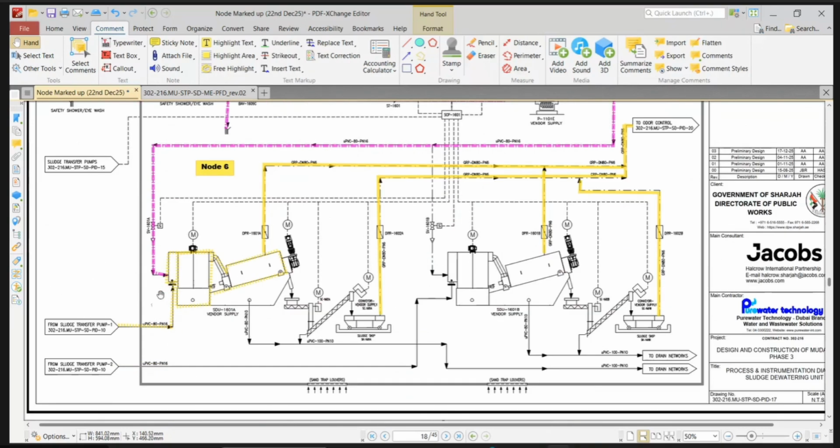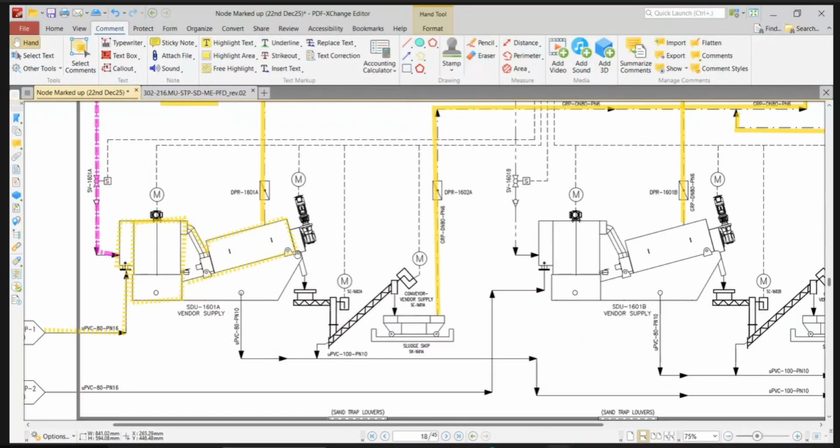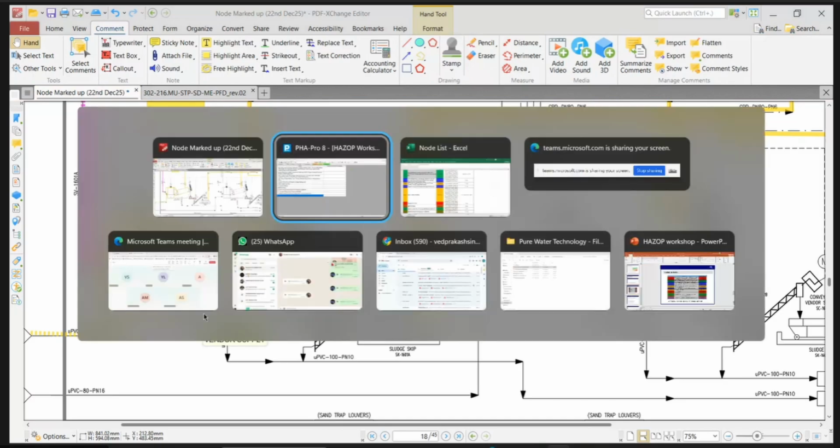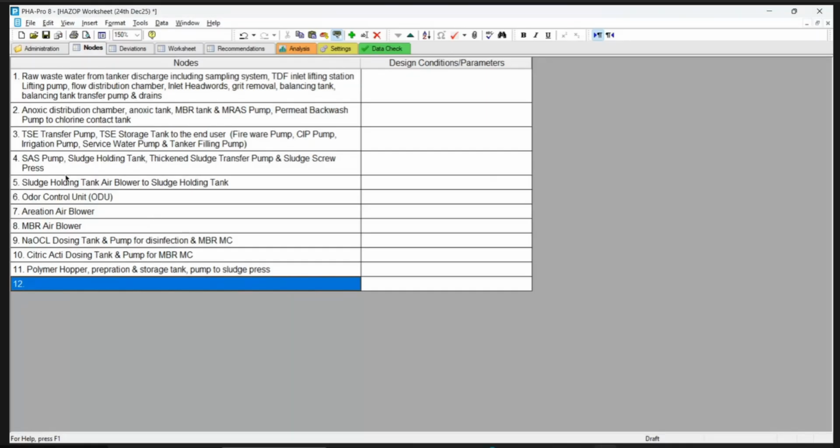Okay, guys. Yeah, we will not miss anything. So here, ultimately, if your screw press is not working, it trips. What is the consequence? Standby should be stopped. ESD 1601. Node number 4.